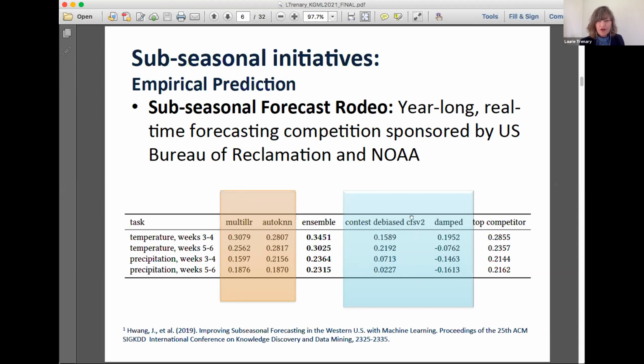So that was the currently used operational forecast by NOAA, the CFSv2 and damped persistence. And you can see over the forecast period that they systematically outperformed the CFSv2. So this study really established unequivocally the utility of using machine learning methods to advance our subseasonal predictive skill.